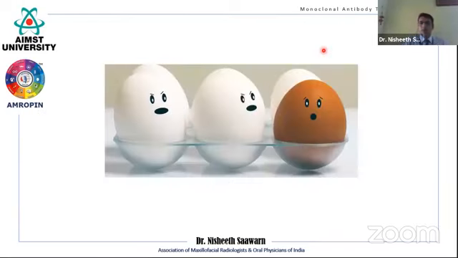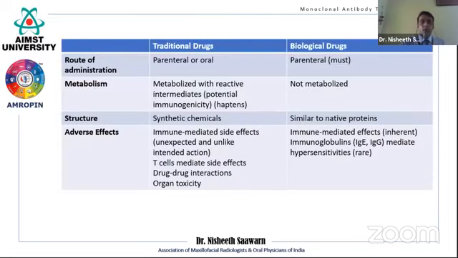Now we'll see how monoclonal antibodies are different from the traditional pharmaceutical agents. What is the difference between the normal medicines that we take and the monoclonal antibodies that we take? Like how is this egg different? This egg is brown in color, others are white in color. It's so obvious.